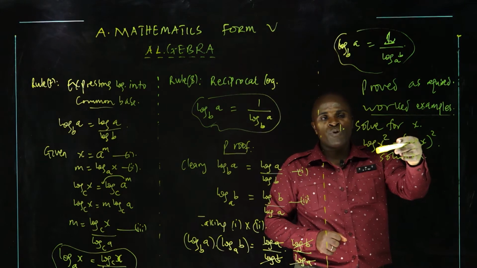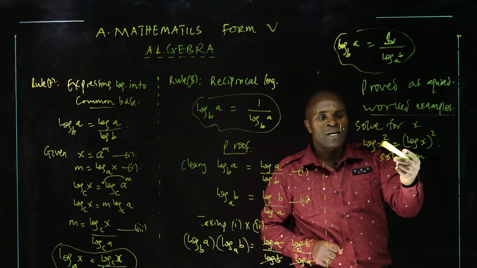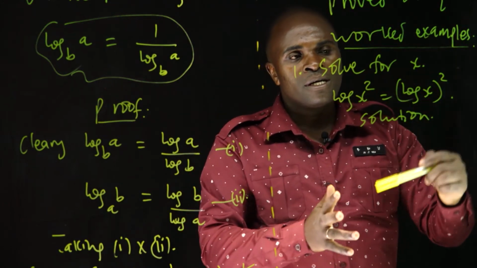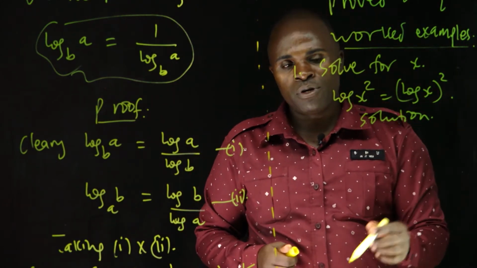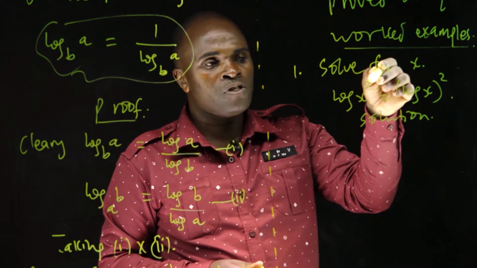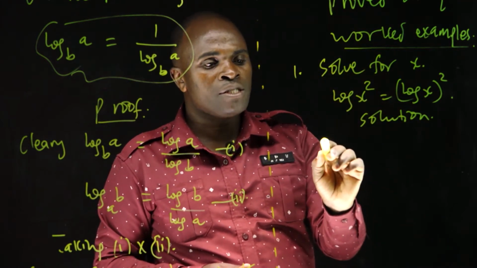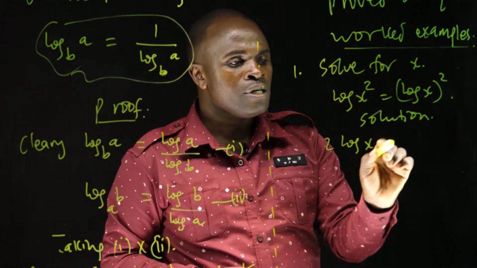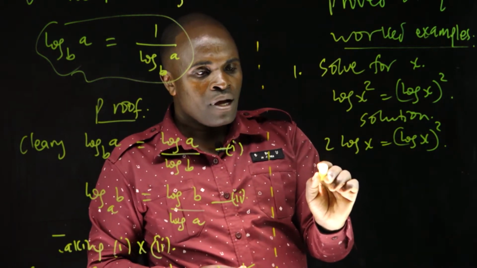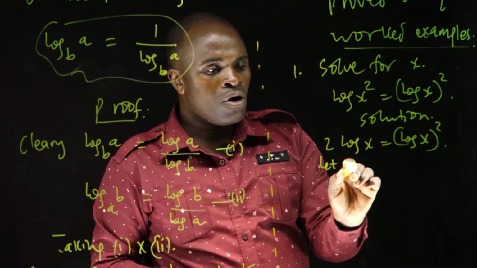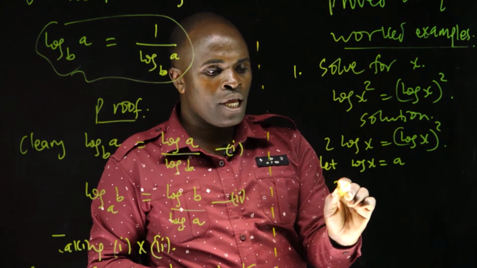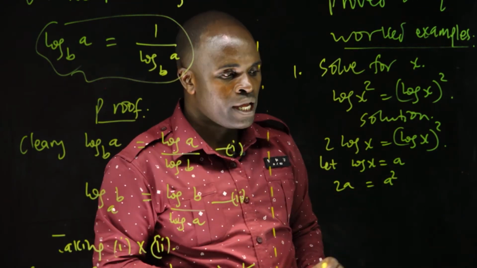If you check here, there is an exponent of 2 appearing on only the variable x, but in this part, the exponent is taking the entire log x. To solve this one, we proceed like this. First of all, go with the law of power. Bring this 2 backward. It will appear as 2 log of x equals log of x, squared. But here we say, let log of x, call it a. We are going to have 2a equals a square.